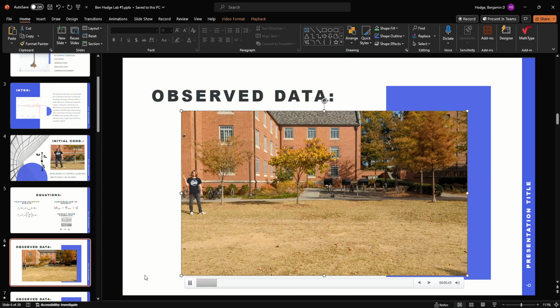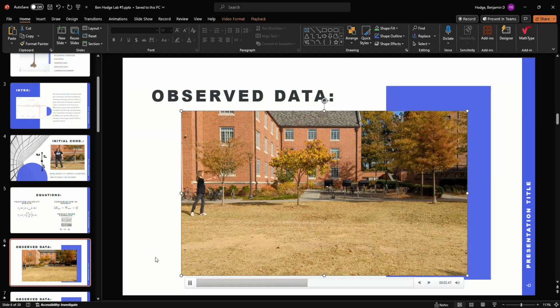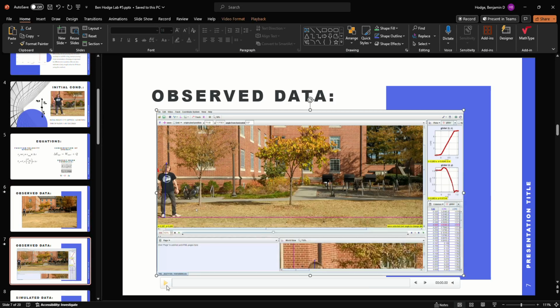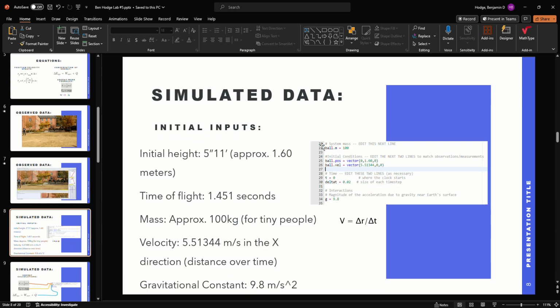So here's our video. Click. Go. What a kind of variable throw, but that's alright. And you can see us putting it in the tracker here. We are calculating the x and y values based on our positions over here and the height of 1.6 meters, and outputting them into this graph, which we can put into an Excel file. We're going to do a similar thing with the simulated data.